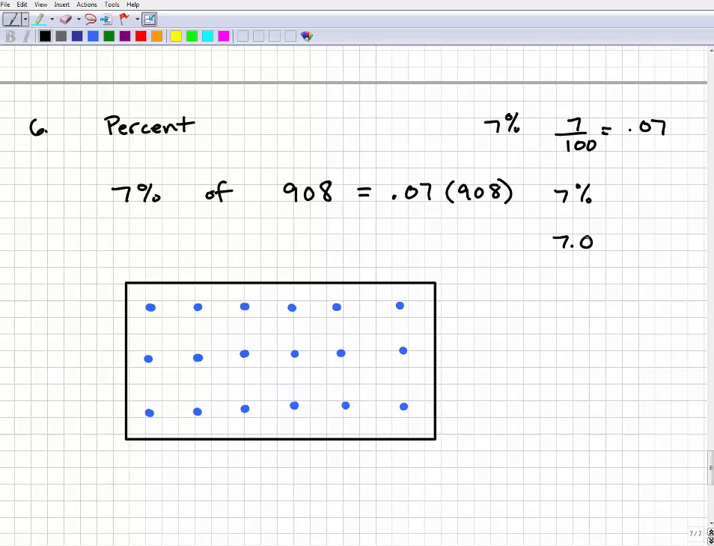So all you do to change a percent to its decimal equivalent is move the decimal point over 2 places to the left, so that you get your 0.07 there. Okay, so if you remember how to do that, got that, then you'll be good to go.